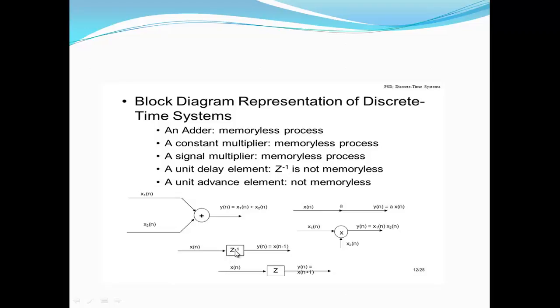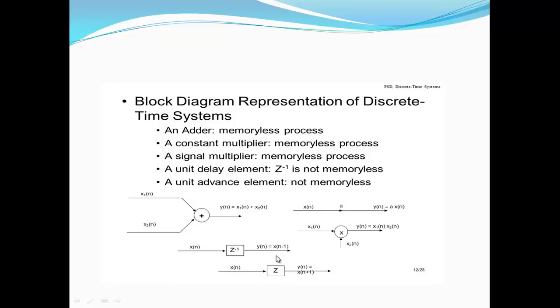Had it been z to the power minus k, you would have delayed your signal by k units. In the example, it's shown as z inverse, that is, your output is delaying your input signal. This means yn is equal to xn minus 1. That is, your output is your input delayed by 1 unit.